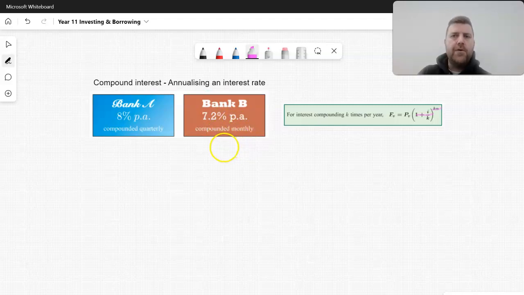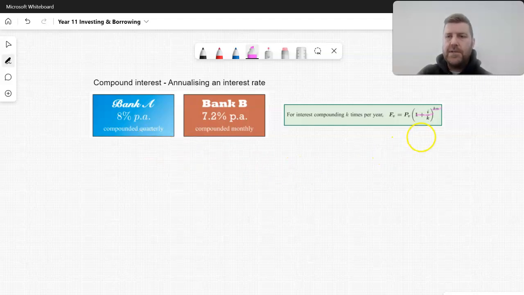So if you were just looking at these interest rates and thinking, I'm going to invest the money in Bank A because it has a higher interest rate per annum, well, that might not necessarily be the rate when we're looking at an annual rate. So to make a fair comparison, what we're actually going to do is look at what the rate would be for both of these banks per year, annualize it, and then we can make an easy, fair comparison.